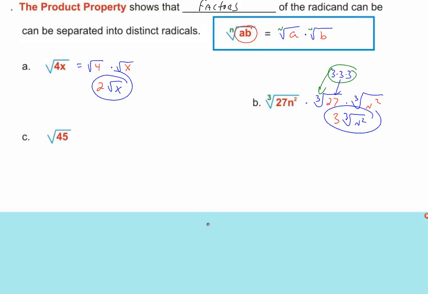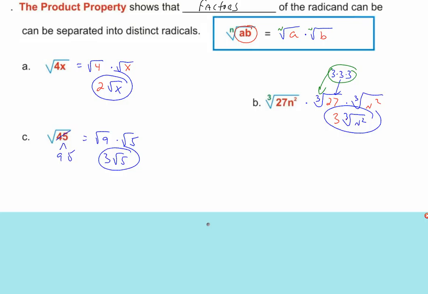So, in my mind, I think, well, 45 is 9 times 5. So I can split this up into the square root of 9 times the square root of 5. What number times itself twice is 3 times 3? 3. We all know the square root of 9 is 3, and we end up with 3 times the square root of 5. Go ahead and punch that out in your calculator.